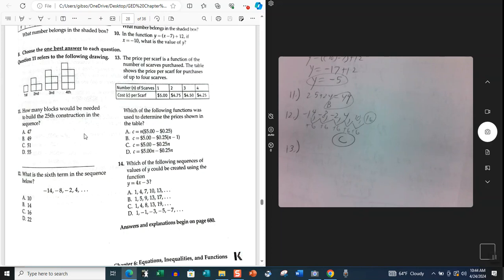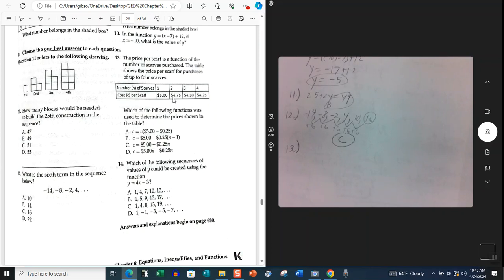Now, they tell us that we have a number n of scarves, and then we have cost C per scarf. So we know C is really representing our Y value, and N represents our X value. So now, we want to find the formula that works. Now, if you look here, we start off with 5. Now, if you notice, with the N values, they go in order 1, 2, 3, 4. But then the cost, when you look here at the cost of the scarf, you notice as each scarf is purchased, we're going down by a quarter.